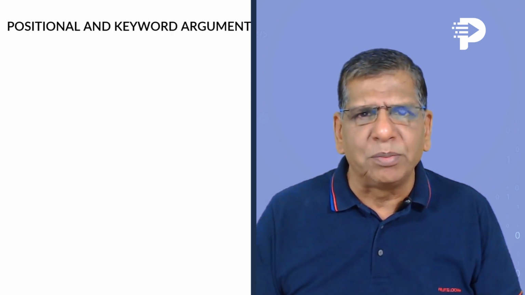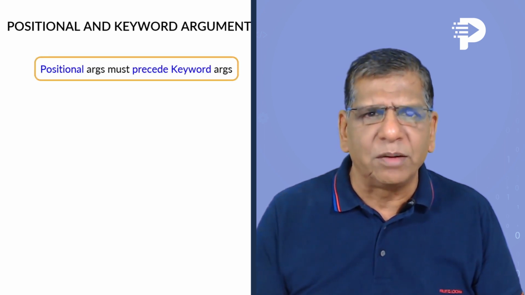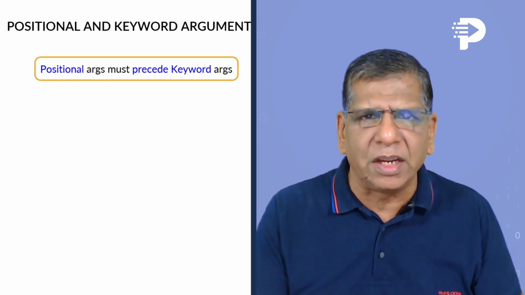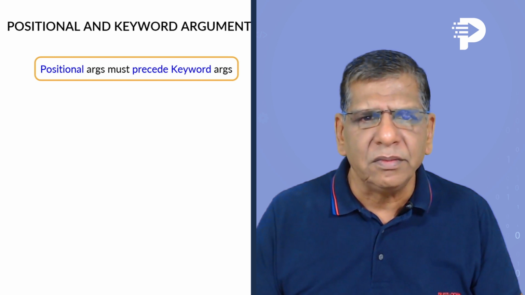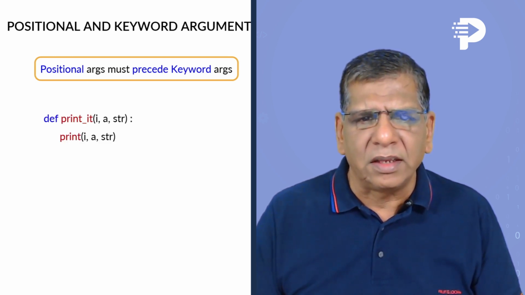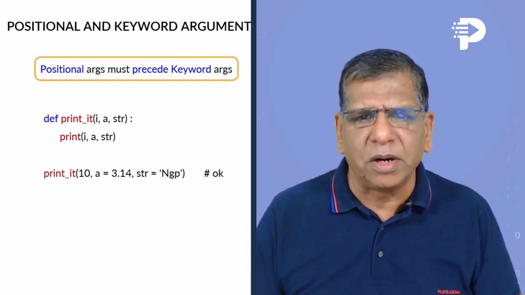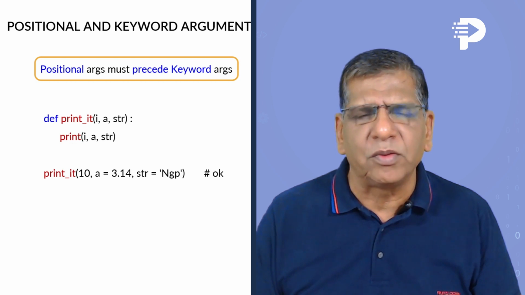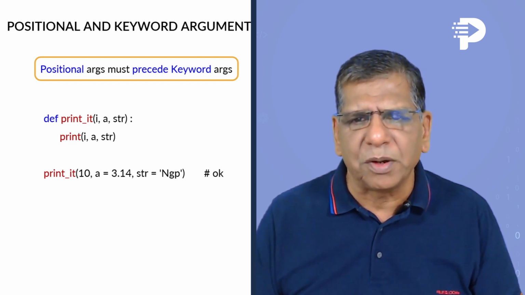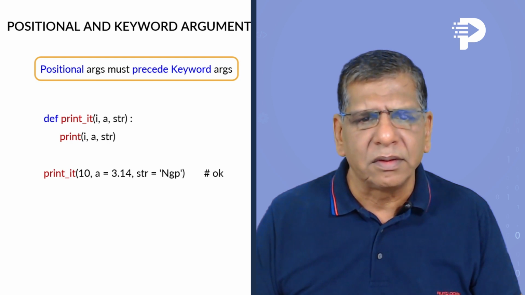Sometimes we may combine positional and keyword arguments. If we do so, realize that positional arguments must be at the beginning and only then can keyword arguments begin. Suppose we have the same print_it function and then I start making calls to it. 10, A equal to 3.14, str equal to ngp. 10 will go into I, and A and str will have values 3.14 and ngp. So this call is perfectly acceptable.